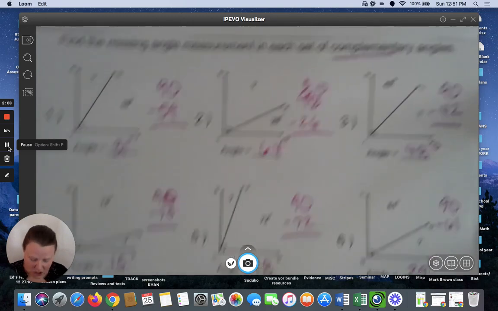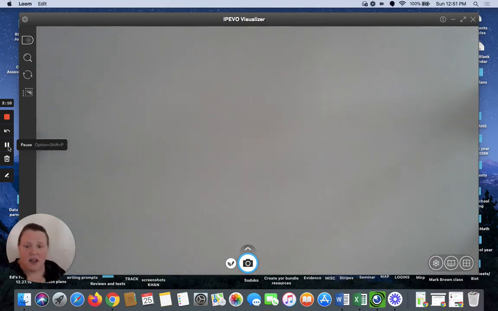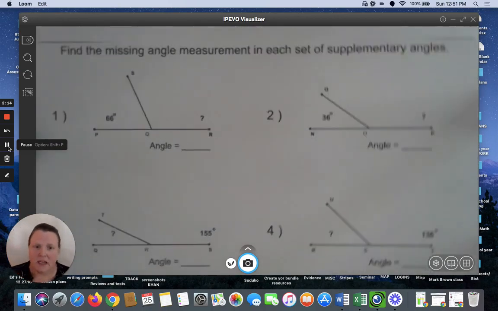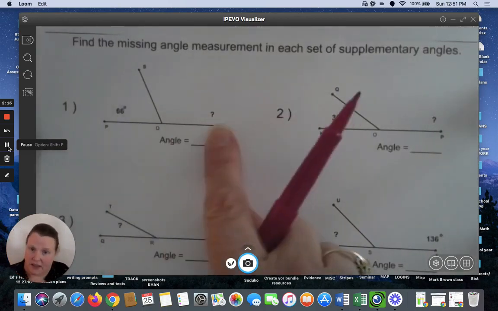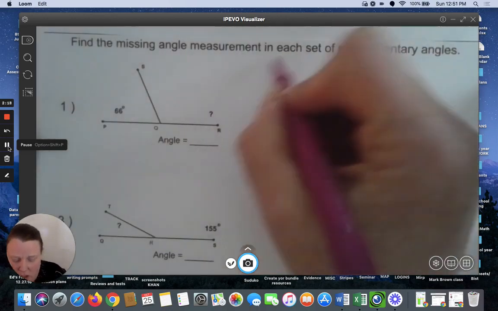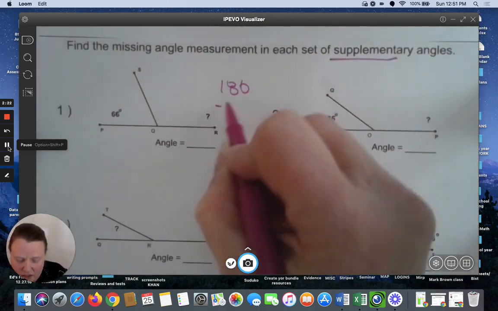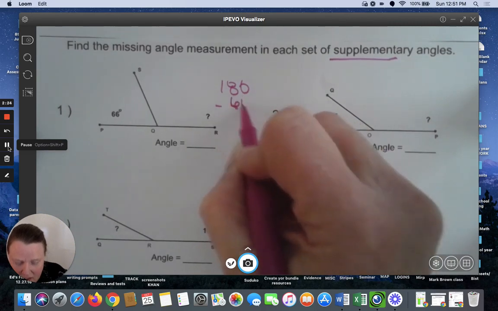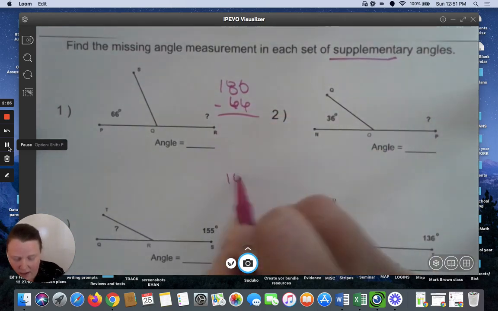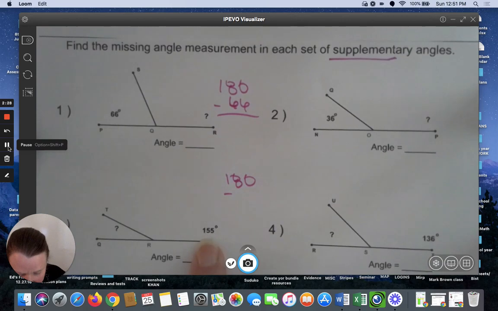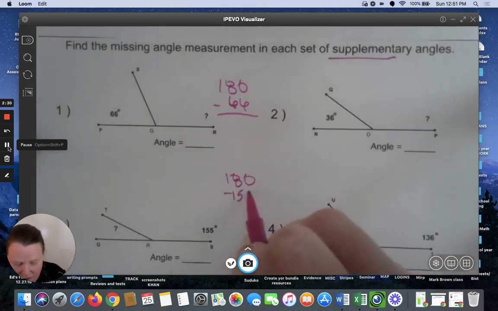So let me show you how that looks a little bit different than if I were going to do supplementary. If I had supplementary, you would see that they would start out as a straight line. And so we would know automatically that supplementary means 180. And so again, we just subtract my 66 from 180. Or 180, take away, in this case, 155.